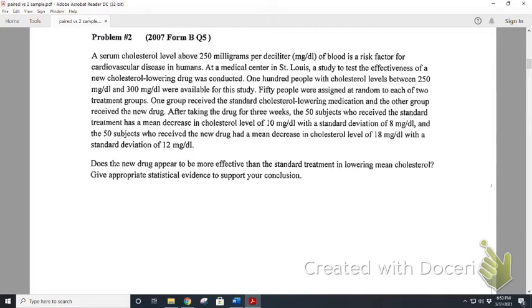This is an example of a two-sample t-test. So I would recommend pausing the video and reading through the paragraph and the question, and then we can go from there.